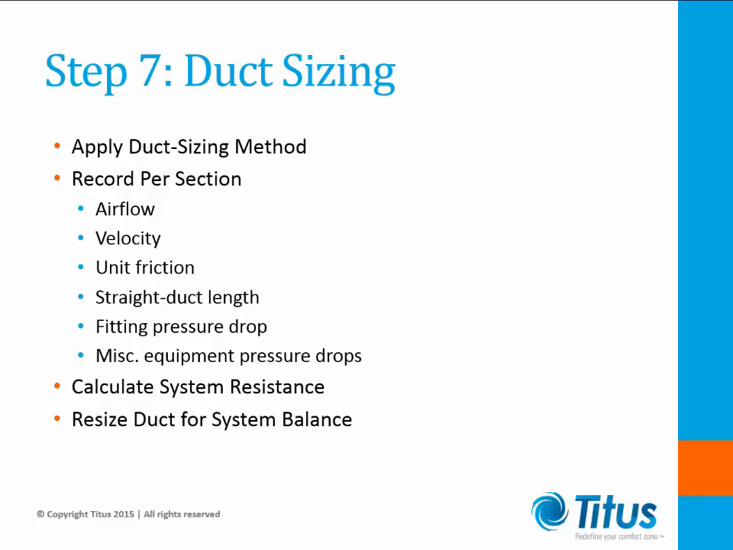Include miscellaneous equipment pressure drops, such as fire smoke dampers, heating coils, air monitoring stations. Total system resistance for the longest path or the greatest pressure drop should be identified at this point. Resize ducts to provide as close to an equal friction system for each branch from the terminal unit back to the fan.